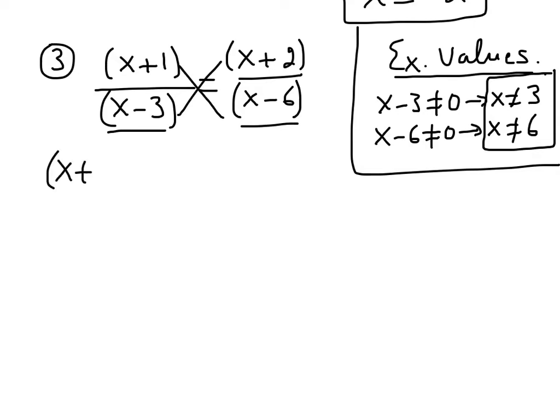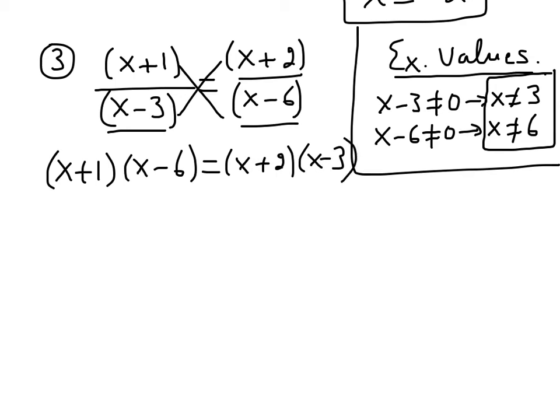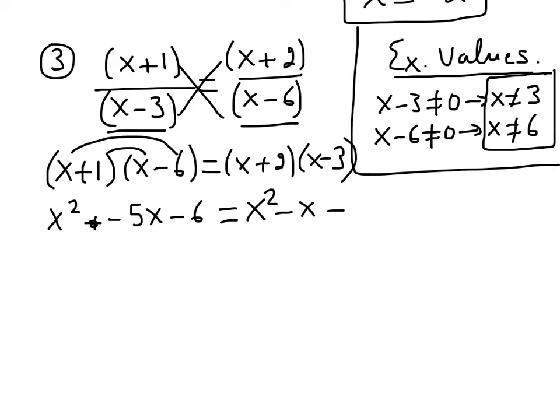This one will be (x + 1)(x - 6) is equal to (x + 2)(x - 3). We want to FOIL both sides, and when you FOIL both sides, this will be x squared minus 6x plus x is going to be a negative 5x minus 6. The same thing here, it's x squared minus x minus 6.